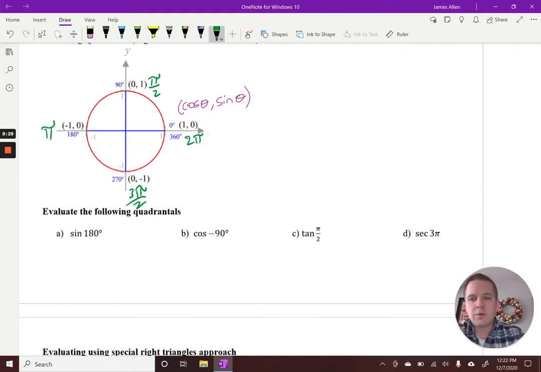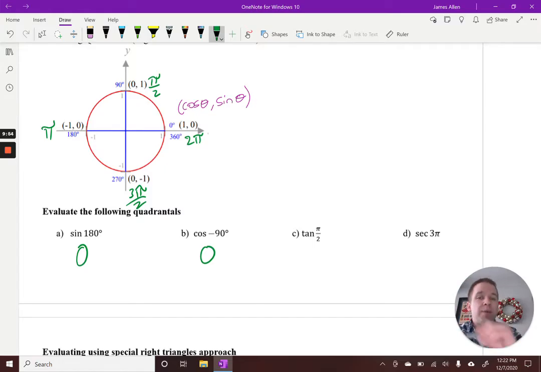Okay, so we want to evaluate the following quadrantal angles. So I have sine of 180. Well, sine again is my y-coordinate, so that would be 0. Okay, cosine of negative 90. Well, if I go negative 90, that means that I'm rotating down first. So I'm actually at that 270 there. And cosine is going to be my x-coordinate, so that would be 0.